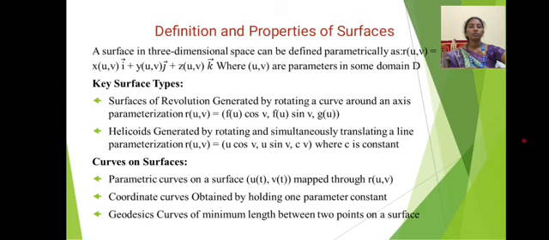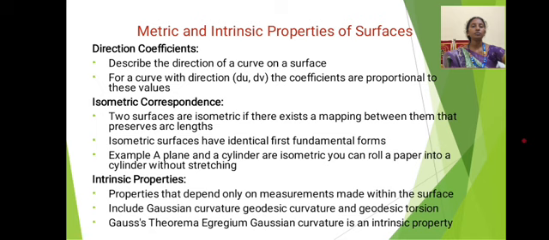Curves on surfaces. Parametric curves on a surface: u(t), v(t) mapped through r(u, v). Coordinate curves are obtained by holding one parameter constant. Geodesics are curves of minimum length between two points on a surface.